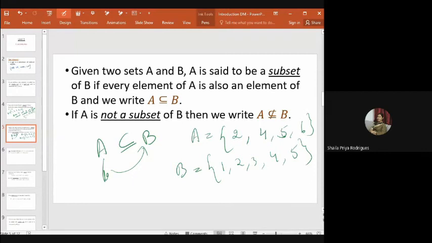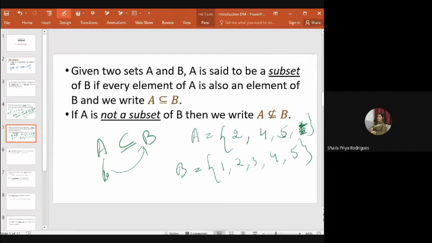What you have to look at here is that every element of A should be present in B. The element 2 is present in B, 4 is present in B, 5 is present in B, but 6 is not. So A is not a subset of B here. If I had excluded the 6, if the 6 was not here, then A is a subset of B.